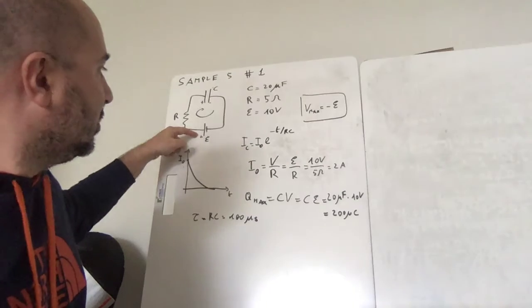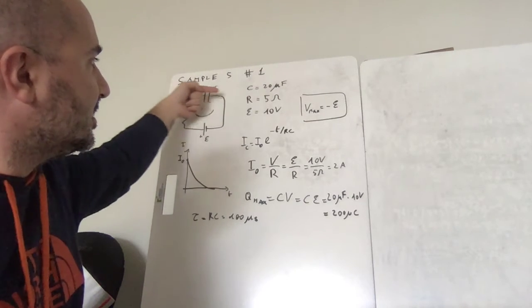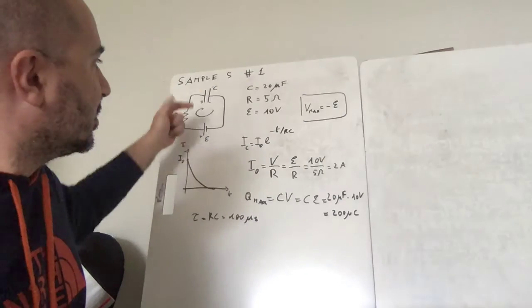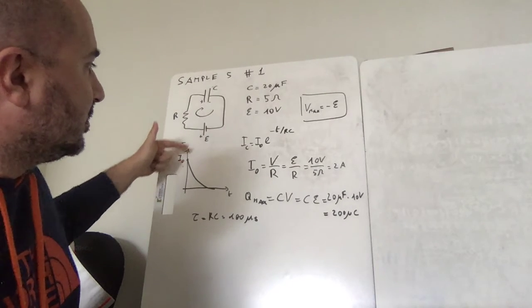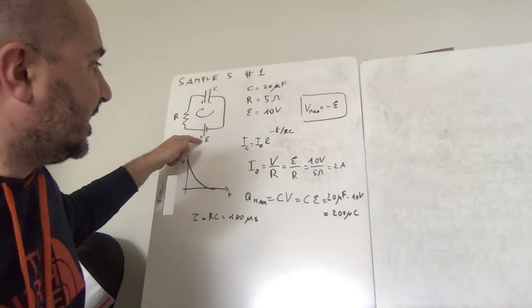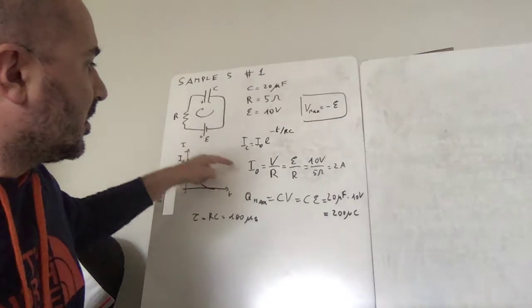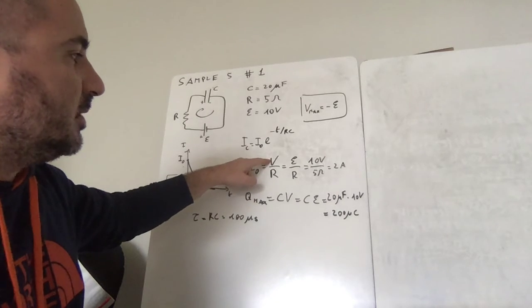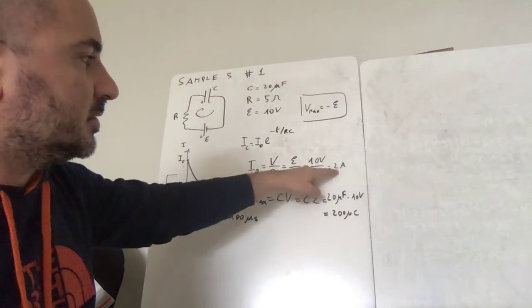At that point, you have plus 10 volts going this way and minus 10 volts on the other side, so that at the end there is no current. So the current starts with the maximum current, which is what is provided by the battery. The maximum current is V over R. In this case, V is the one provided by the battery, epsilon over R. This is 10 volts over 5 ohms, equal to 2 ampere.